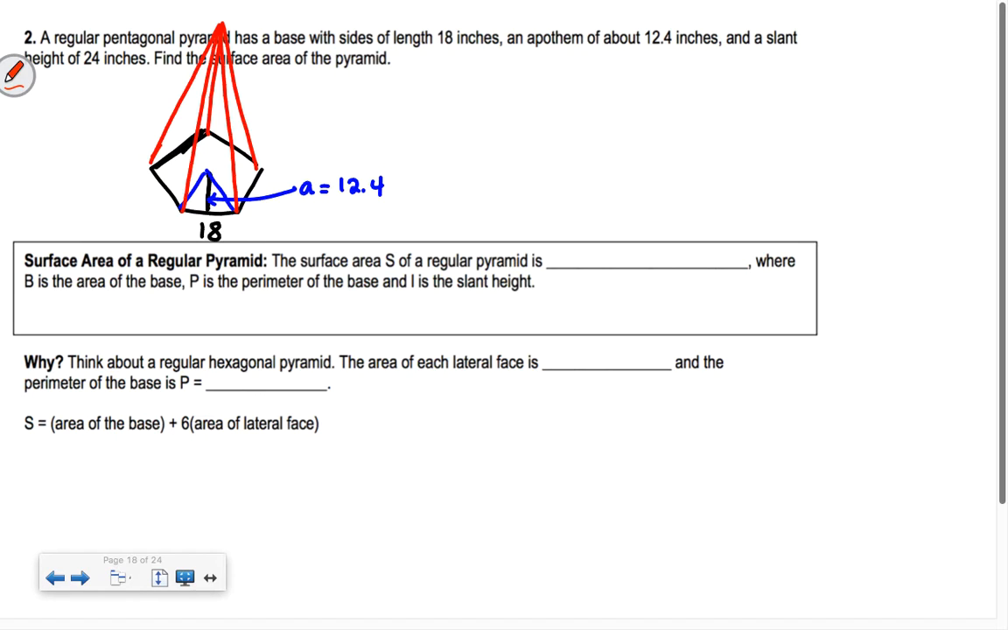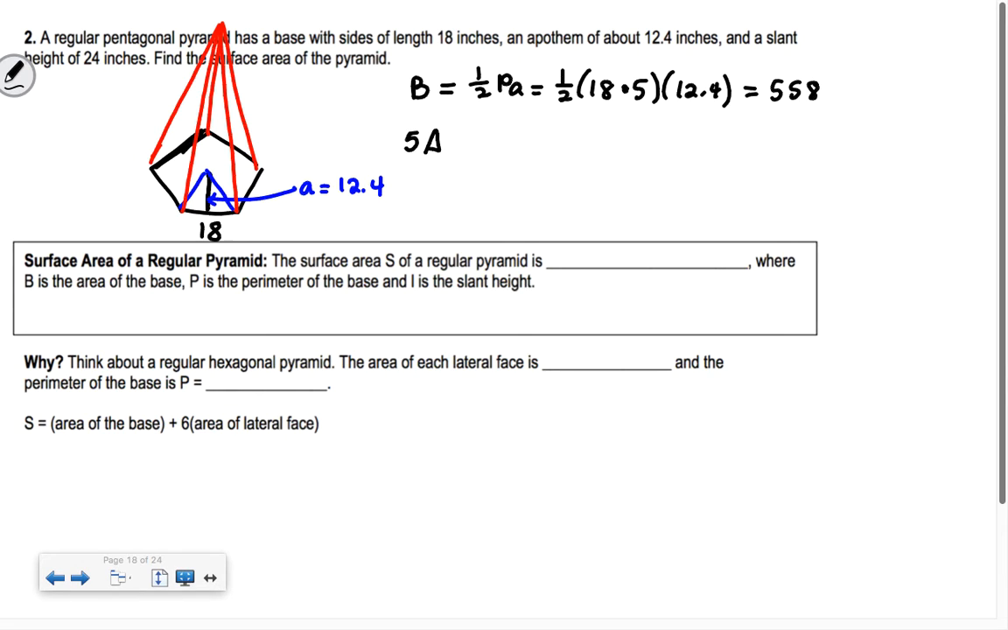Okay, so let's start with the area of the base. Our base is a pentagon, so it has area 1/2 perimeter times apothem. So we're going to do 1/2 times 18 times 5 for our perimeter, and then our apothem is 12.4. So we get 558 as the area of our base.